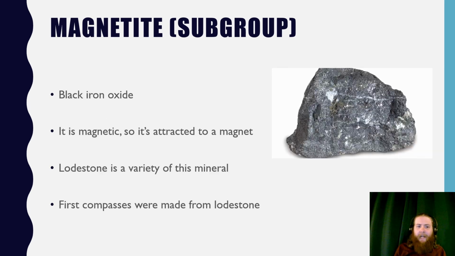Magnetite is a black iron oxide. It is magnetic. It's attracted to a magnet. That's one of those nice special properties we can use to test for magnetite. Lodestone is a variety of this mineral, and our very first compasses were made out of lodestone.